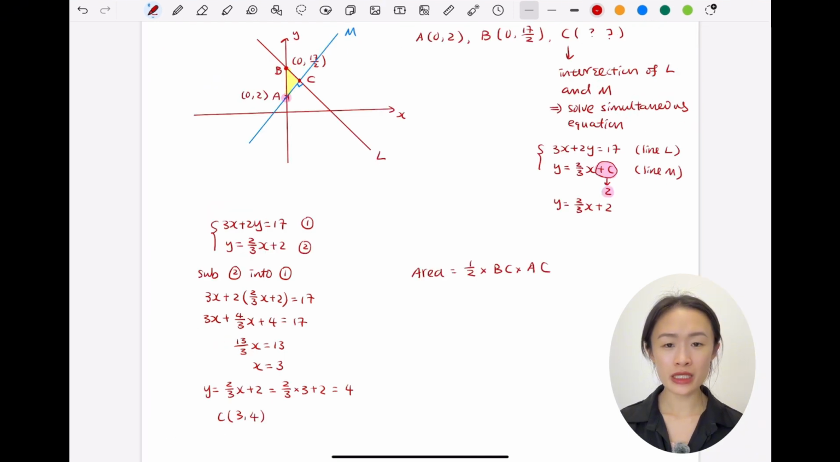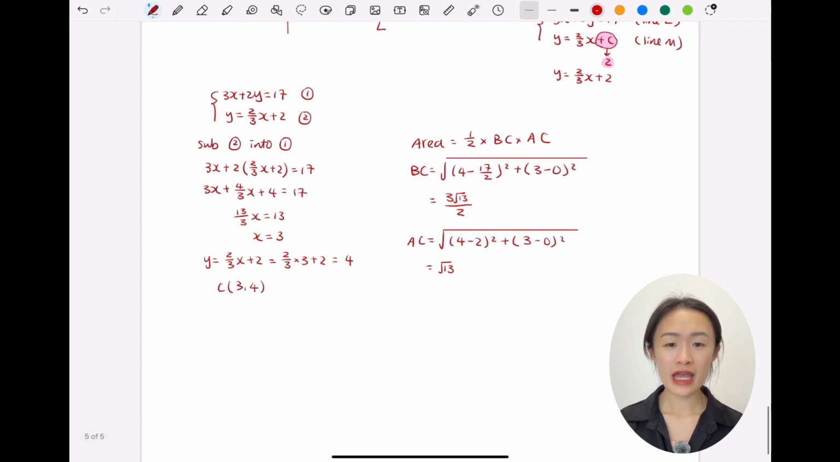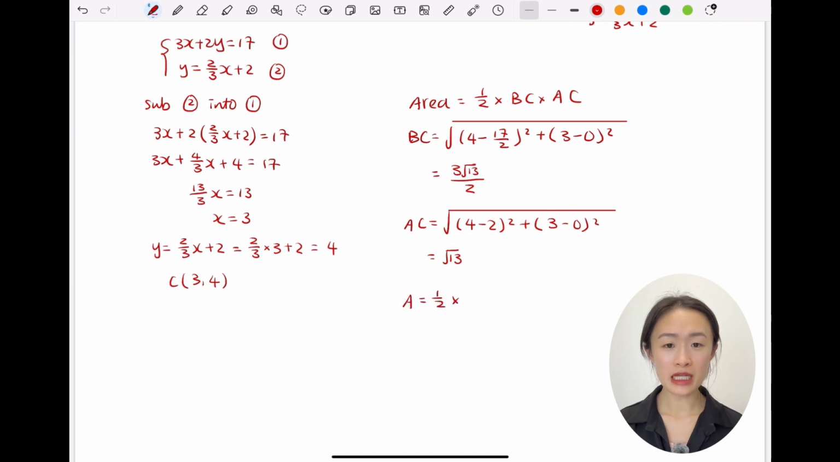What we need to do is to find out the lengths of AC and BC. By using Pythagoras' theorem, we know BC is 3 root 13 over 2. Similarly, we can find the length of AC, which is the square root of 13. So now the area of a triangle, half base times height, we can work out that the final answer is 39/2 units squared.